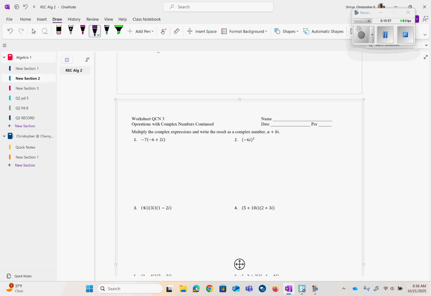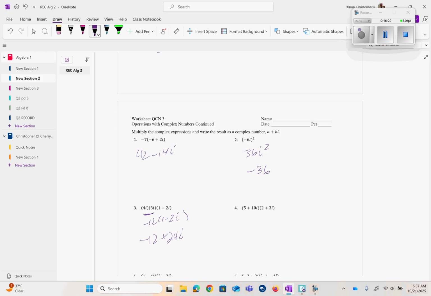So distribute over negative 7. That's going to give me 42 minus 14i. Done. This one's going to give me 36i squared. i squared is negative 1, so I get negative 36. And this one, that's going to give me 12i squared. 12i squared is negative 12, so negative 12 distributed over. It's going to give me negative 12 plus 24i.